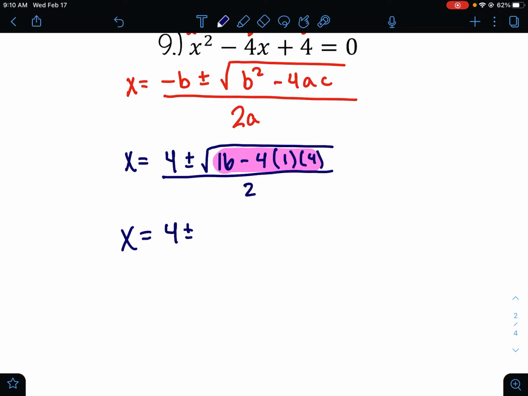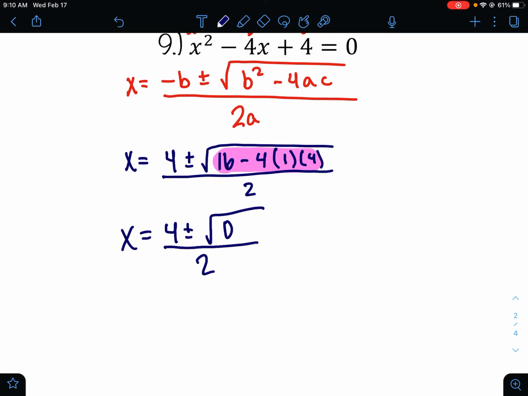I can do all of that all at the same time. 16 minus 4 times 1 times 4 all in the calculator gives me the square root of 0. That should tell you something. If you remember from learning about the discriminant, if you get a 0 in there, that means you're only going to get one solution. So let's see if we only get one solution.